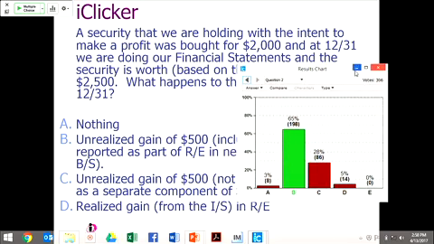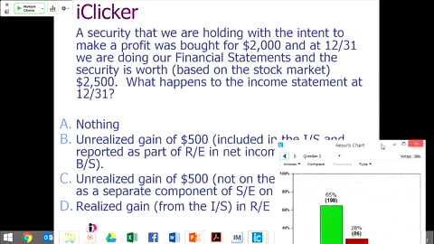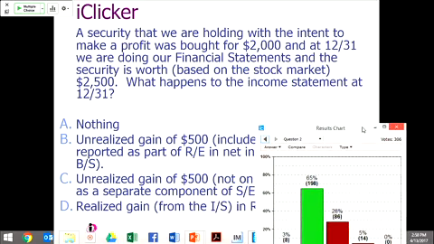B is correct. Okay. So the first thing we need to know is, what type of security is this? It's trading. And how do you know it's trading? The intent is to make a profit. So if that's your intent, it is a trading security. It's not just an investment to hold on to maximize shareholders' wealth. It is to make a profit.